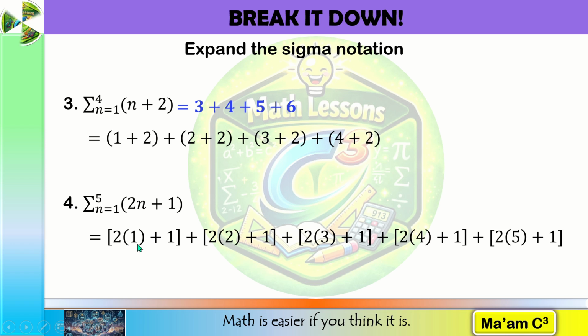2 times 1 is 2 plus 1. This would be 3. 2 times 2 is 4 plus 1 is 5. 2 times 3 is 6 plus 1 is 7. This one is 8 plus 1, 9. This one is 2 times 5, 10 plus 1, 11. So we have 3 plus 5 plus 7 plus 9 plus 11.